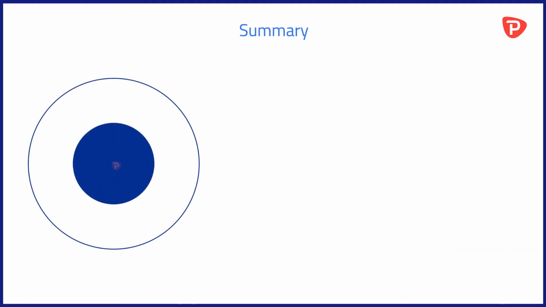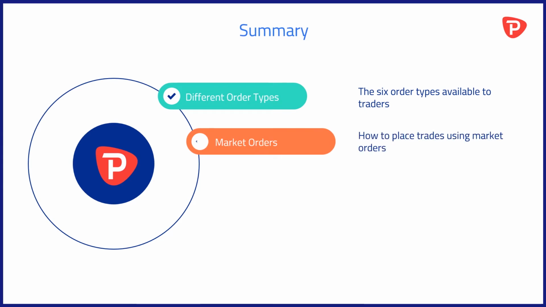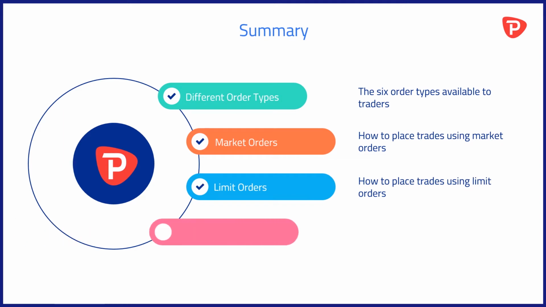In this lesson, we have learnt about the 6 order types that are available to traders. We have learned how to place trades using market orders. We've learned how to place trades using limit orders. And finally, we learned how to place trades using stop orders.